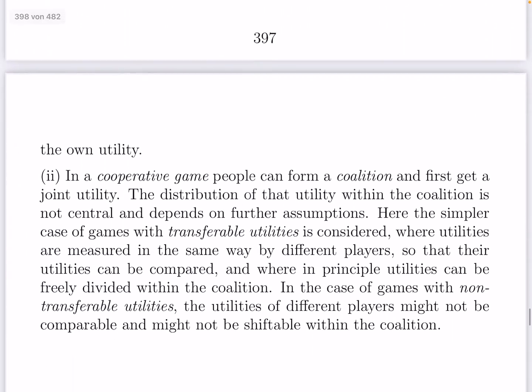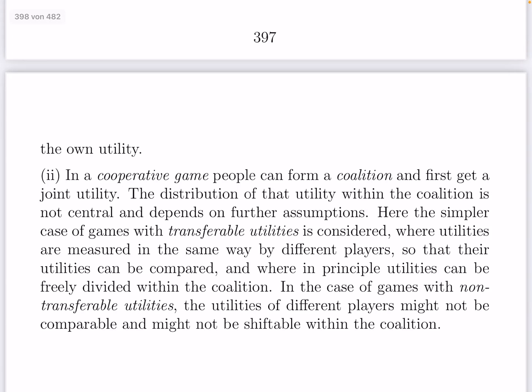So in the cooperative game now it's different. There people can form a coalition and then they get a joint utility, namely the coalition value. And the distribution of that utility within the coalition is not central. That depends on further assumptions and it's not part of the theory which I develop in this course.